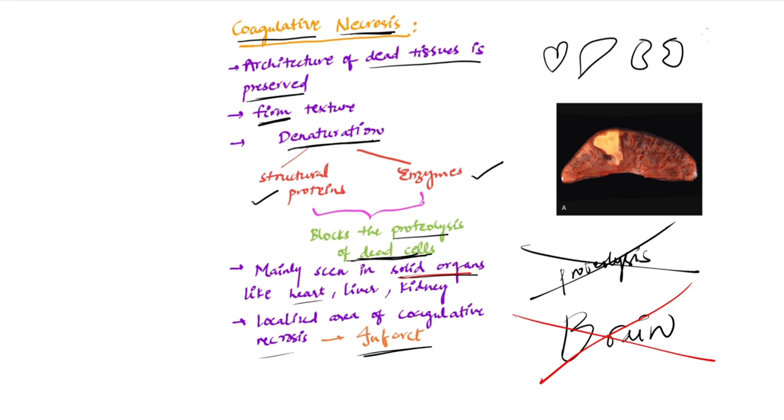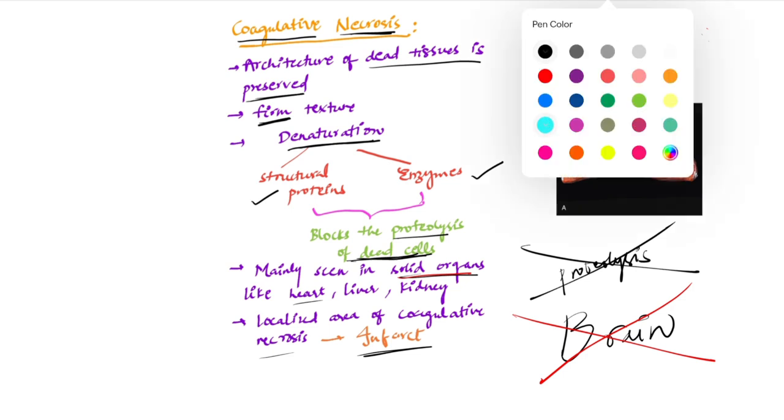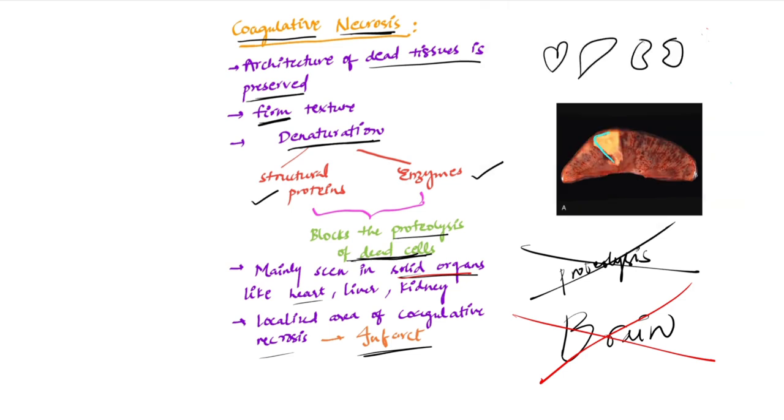You can see in this diagram that there is a wedge shaped infarct here. This is the kidney, okay? So here you can see the wedge shaped kidney infarct.